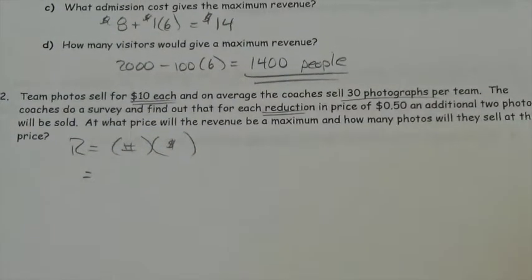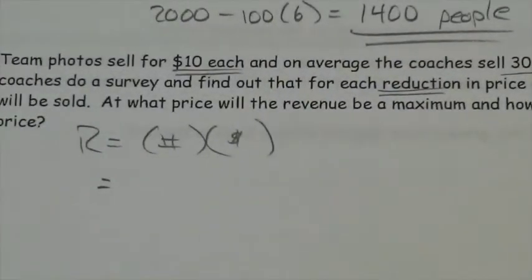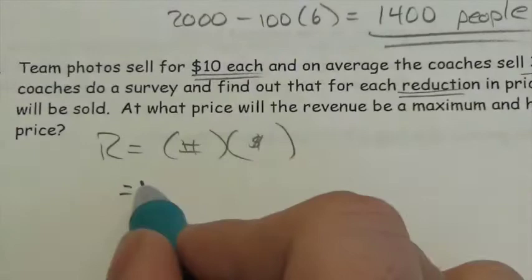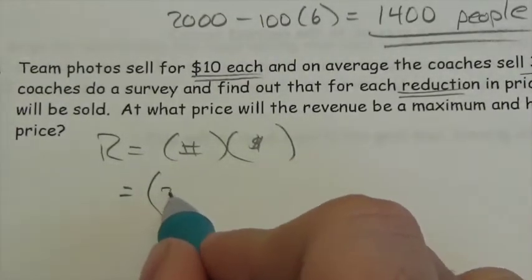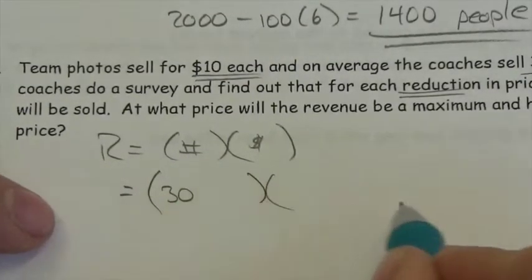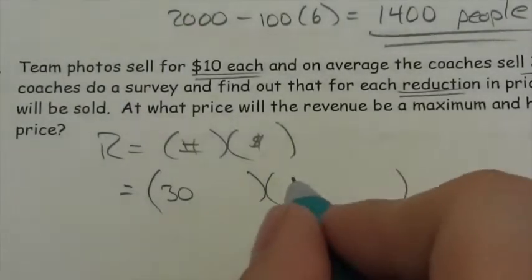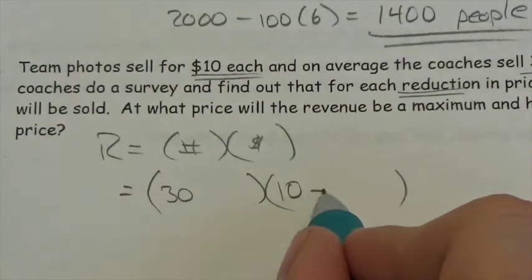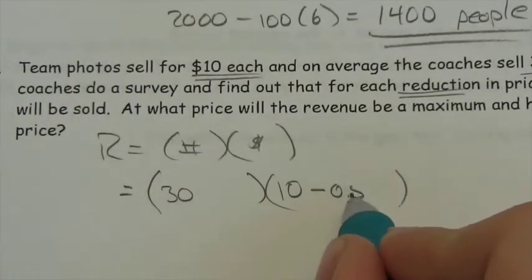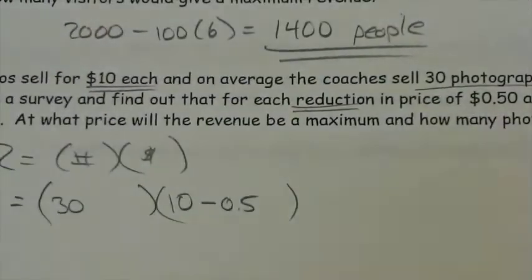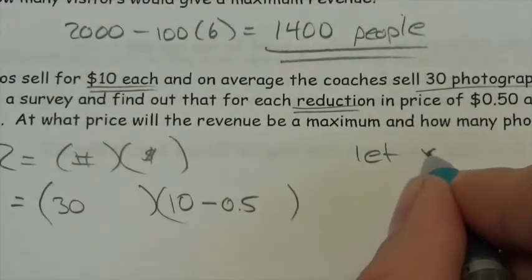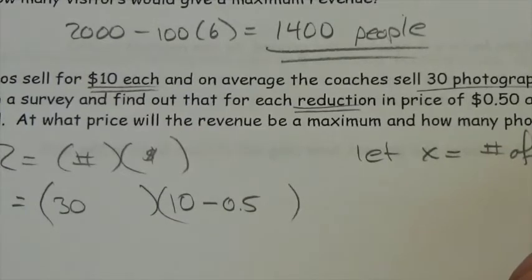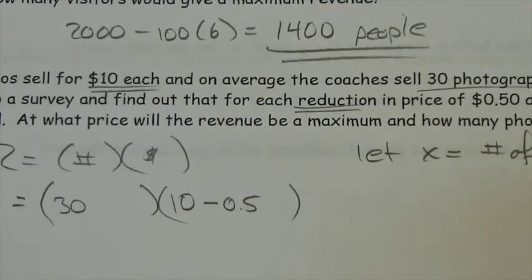Now I'll zoom in a bit. So what was the initial situation here that we had? Well, the number sold, how many were we selling? We were selling 30. I'm going to give myself some room. And we were selling it at $10 each, and now we're going to make an adjustment here. We're going to reduce the price by 50 cents, but we don't know how many times we're going to do this. So this is where we're going to introduce x here. We're going to let x equal the number of 50-cent decreases.